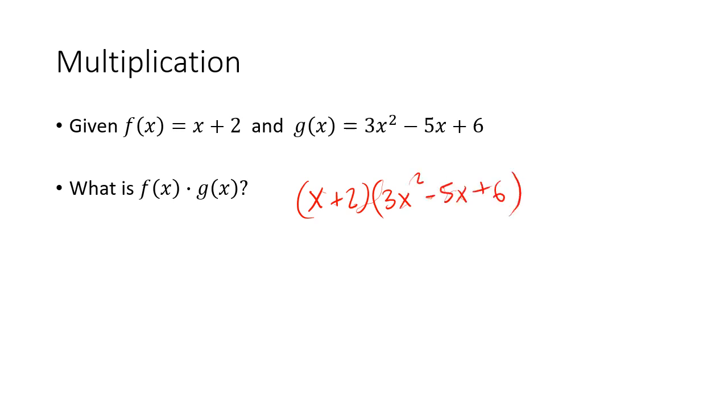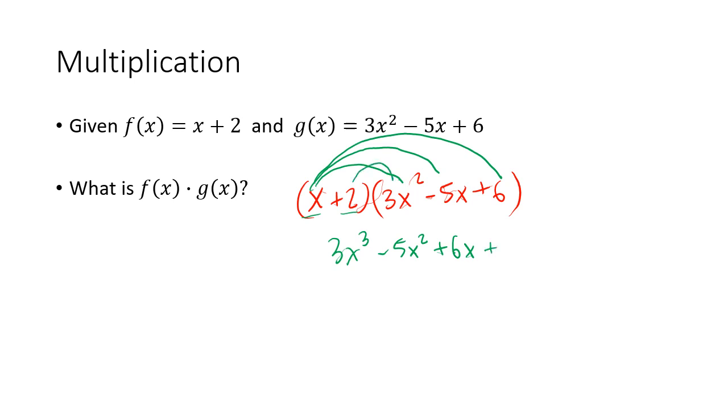So I'm going to multiply the x times 3x squared, that would be 3x cubed. I'm going to multiply the x times the negative 5x, that's negative 5x squared. I'm going to multiply the x by the 6, that's plus 6x. Then I'm done with the x, I'm going to move on to the 2 in the first polynomial. I'm going to multiply the 2 times the 3x squared, so that's plus 6x squared.